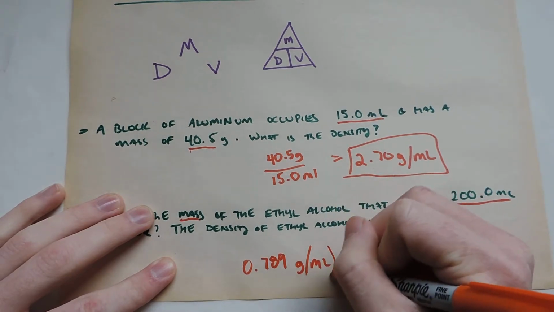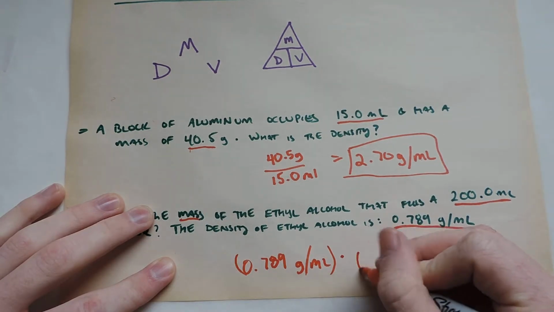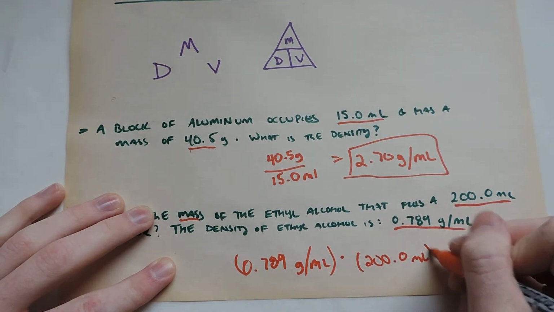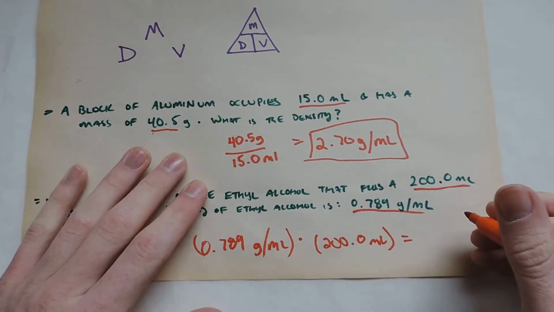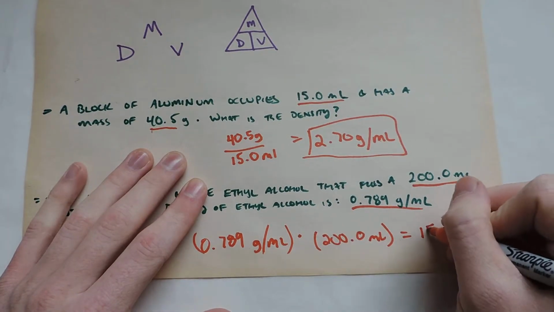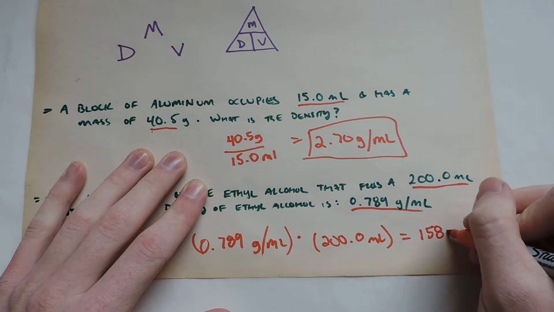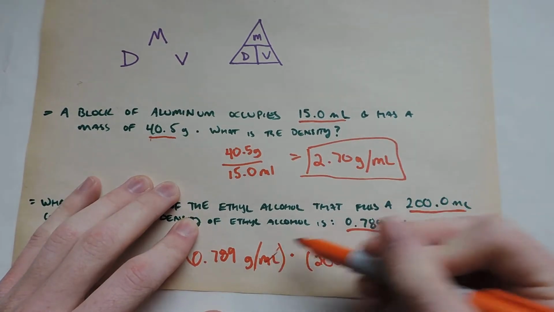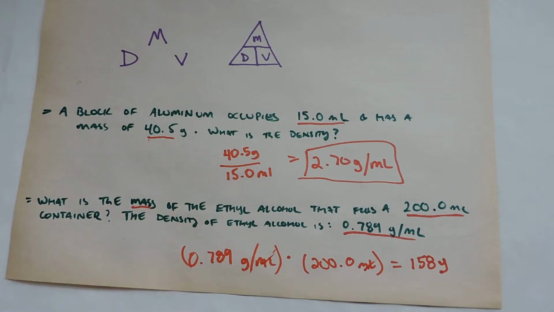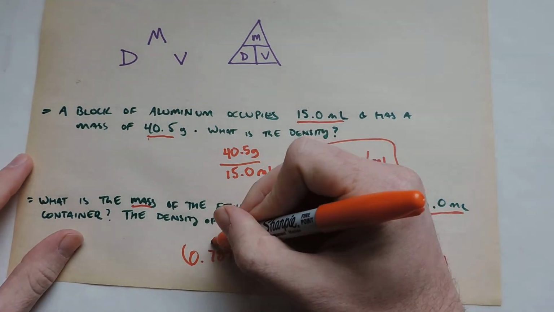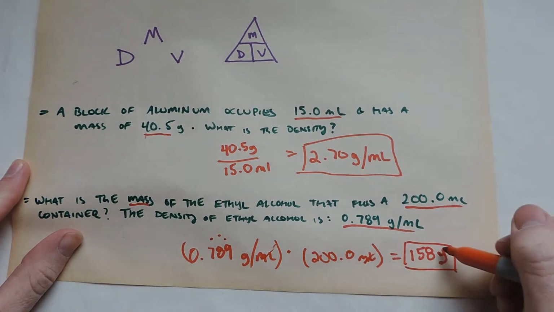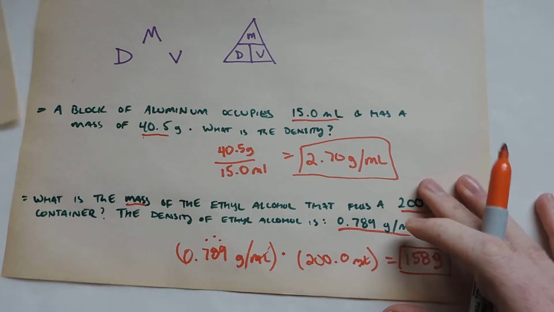Okay, so we're going to do that times 200.0 mL equals 158 grams, which is going to be the mass, because these cancel out here. And we have 3 sig figs, because there are 3 sig figs in that one, so this is good. Grams. So you're getting the hang of this, right?